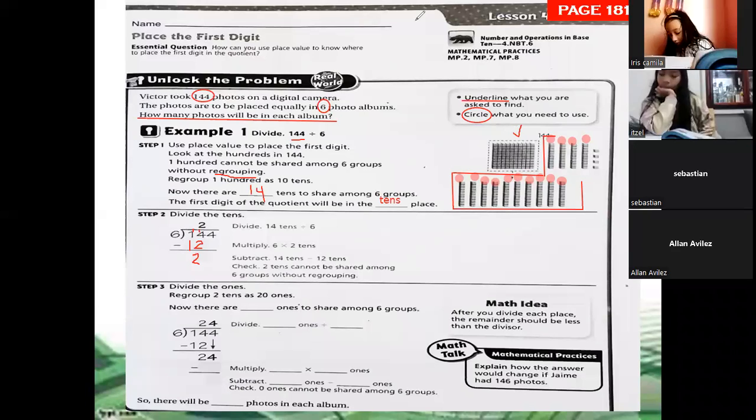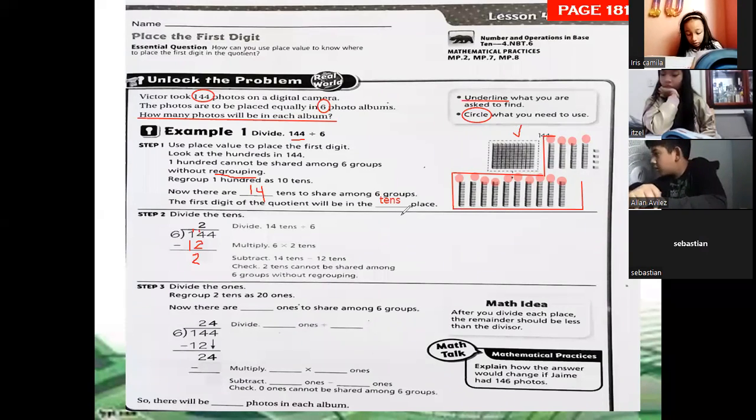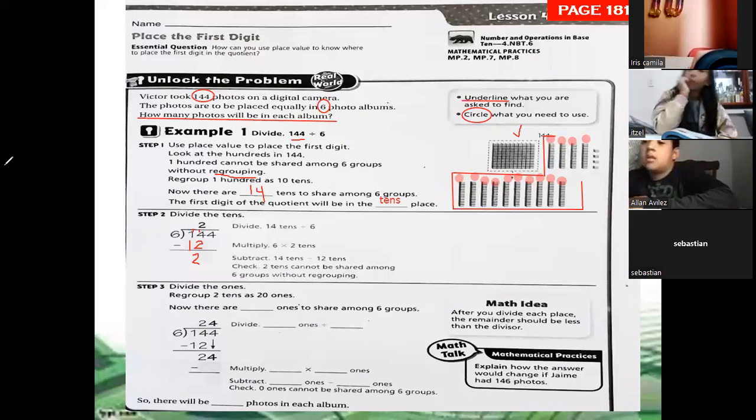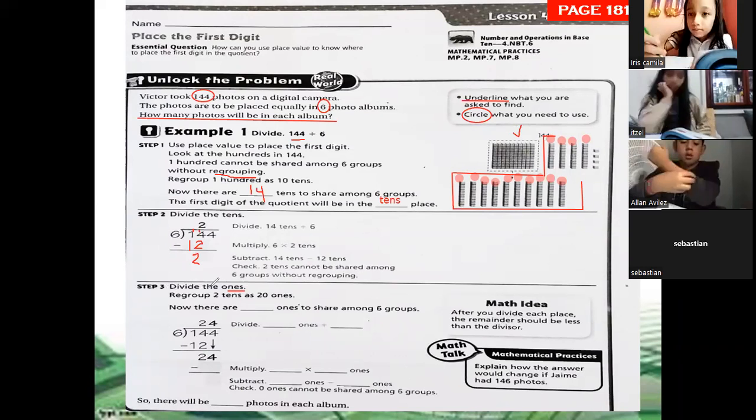Which one? What is the next step? Divide the ones. Someone says divide the 1. But in the place value positions, it's not 1, it's ones with an S. Okay, what number is in the ones position? That's what I said. Ones, divide the ones. Okay. In step 3, we're gonna divide the ones.